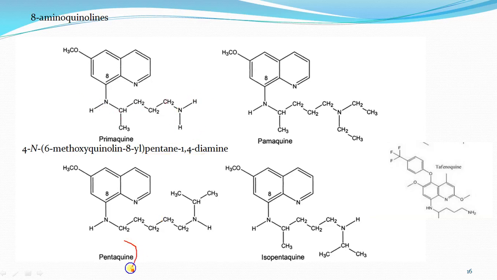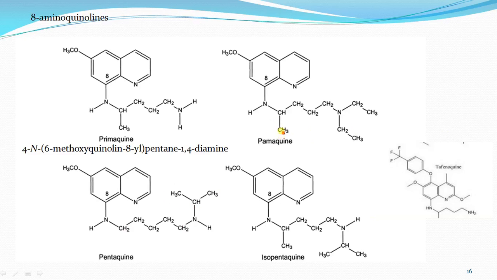When we consider pentaquine, this is again 6-methoxy, and this nitrogen is also an amine functional group, at carbons 1, 2, 3, 4, 5. The 1st and 5th carbons are substituted with the amine functional group. So it is also a diamine, but this amine is substituted with isopropyl, one hydrogen is replaced with the isopropyl functional group. So this is called pentaquine.